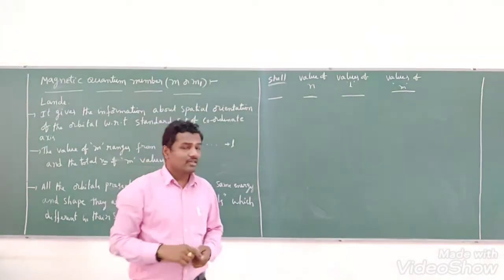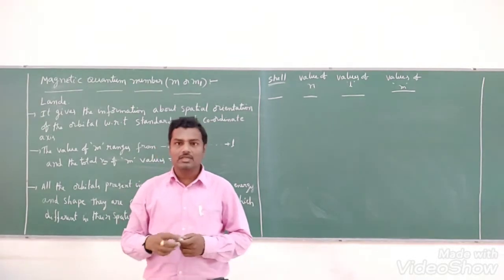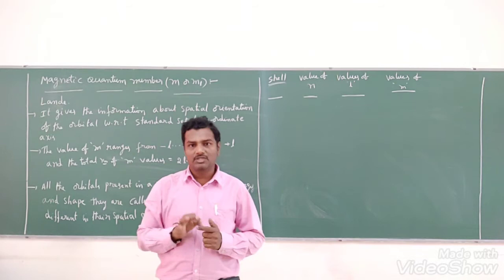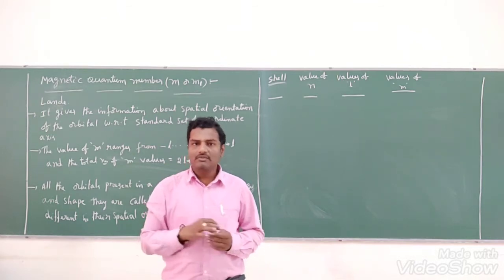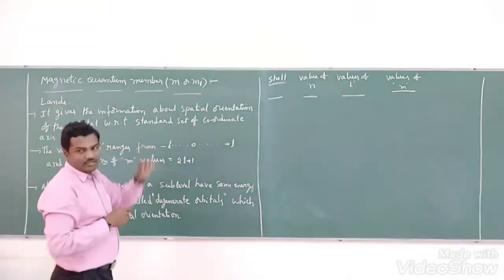Okay, good morning everyone. Today we are going to discuss the continuation part of Quantum numbers. In the previous class we discussed the principal quantum number and the azimuthal quantum number, right students? Today we are going to discuss the third quantum number, that is the magnetic quantum number.